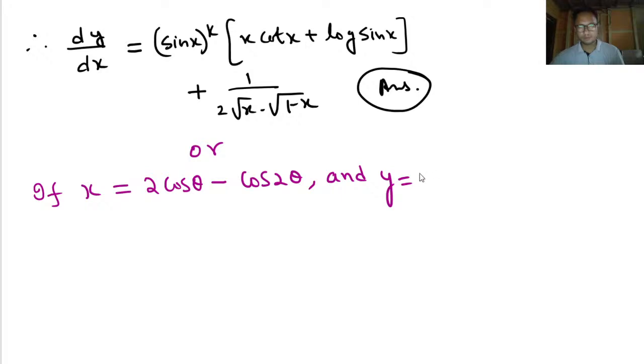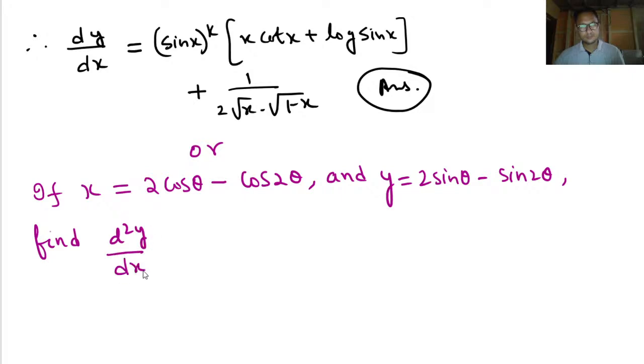y equals 2 sine theta minus sine 2 theta. This is given x and y. Find d2y by dx square at theta equal to pi by 2. d2y by dx square at theta equal to pi by 2. It is a 4 marks question.